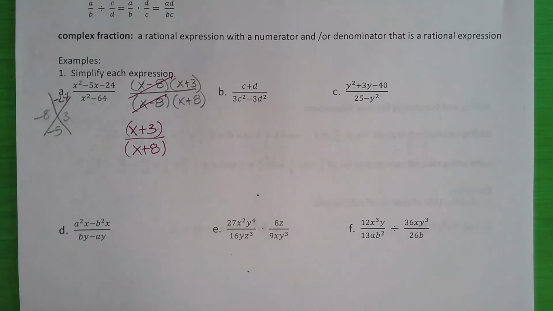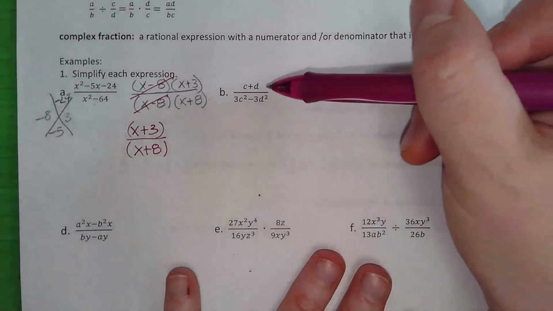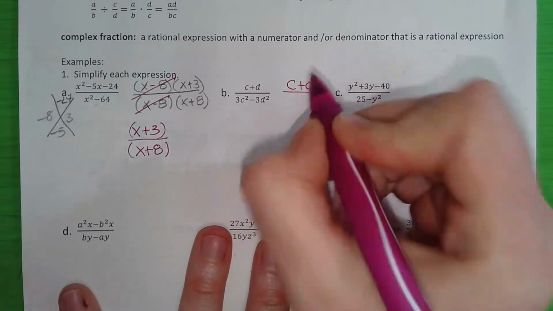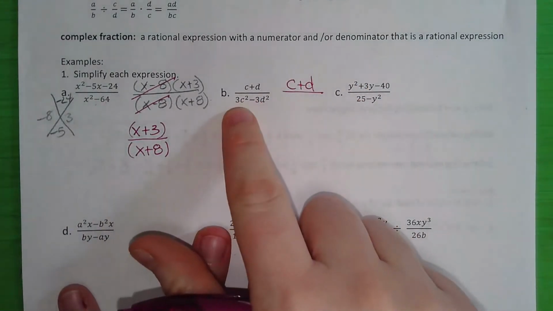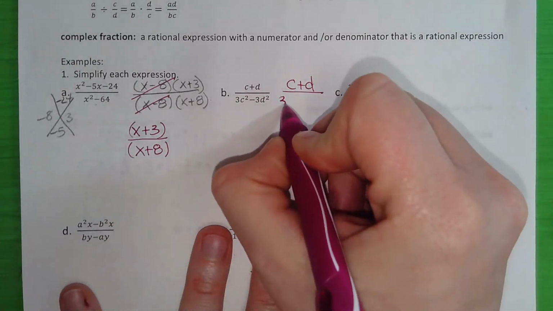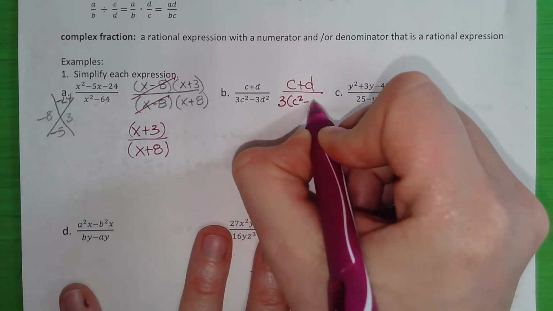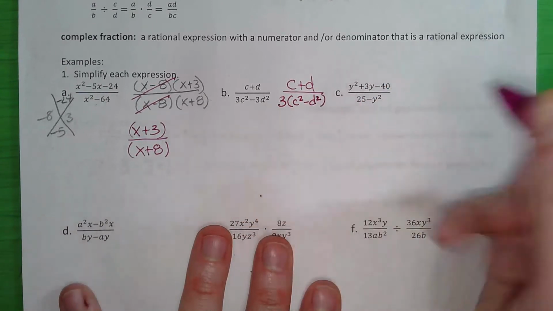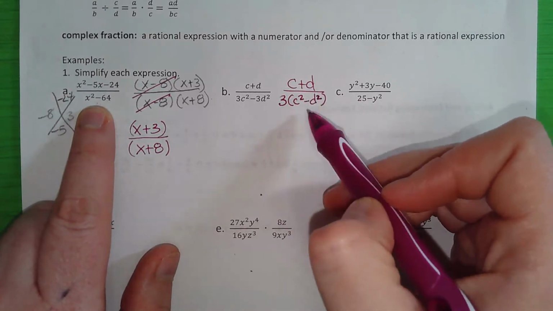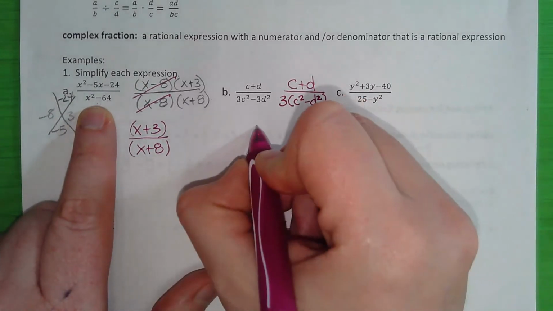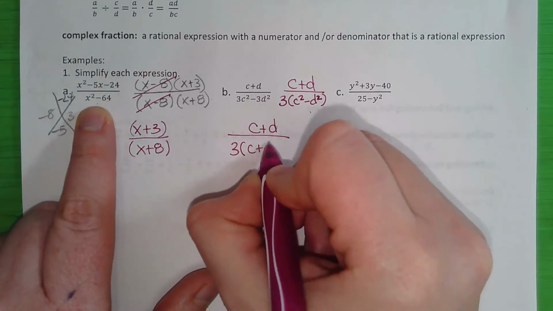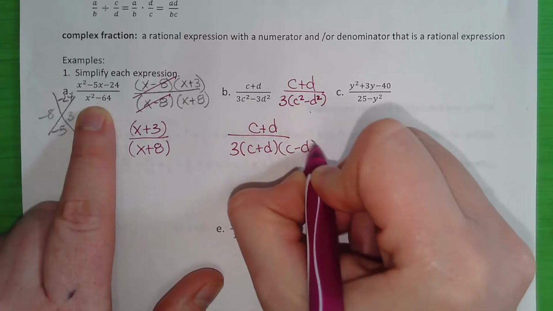It's up to you. On the next one, we have c plus d at the top. That can't be simplified any further, so I'm just going to write down c plus d. On the denominator, 3c squared minus 3d squared. I see they both have a 3 shared, which is a greatest common factor. I'm going to pull that out and I'm left with c squared minus d squared. This is a difference of squares, just like example A, where you had x squared minus 64. C squared and d squared are perfect squares, so I'm going to break it down to 3 times c plus d and c minus d, because it's a difference of squares.